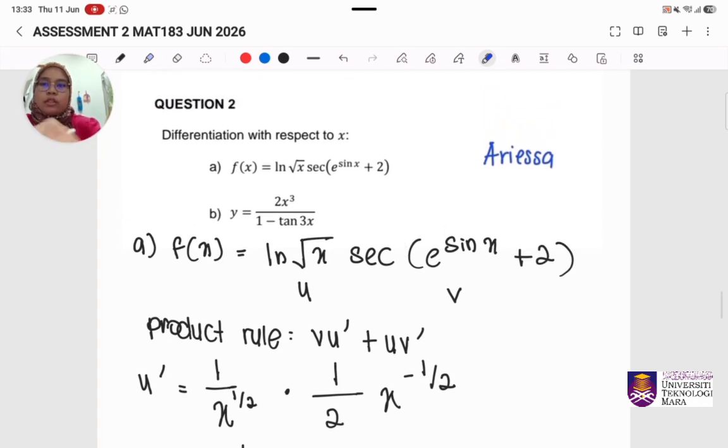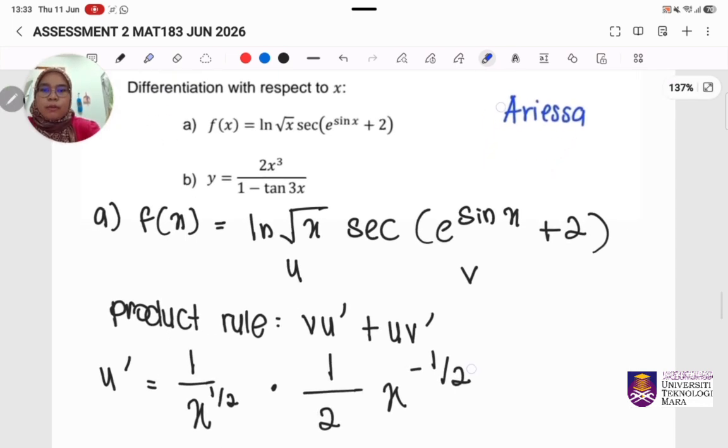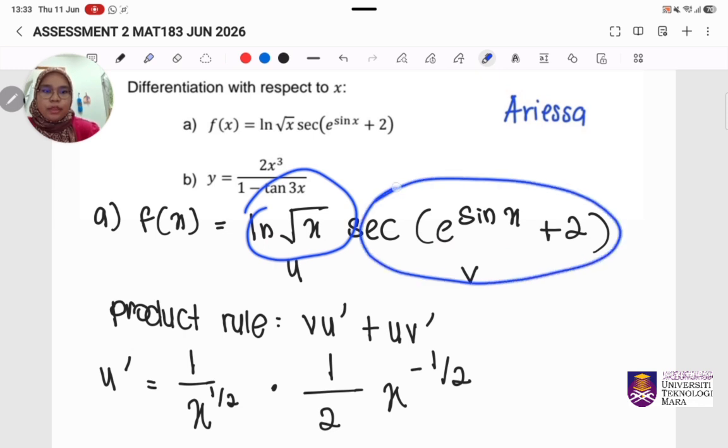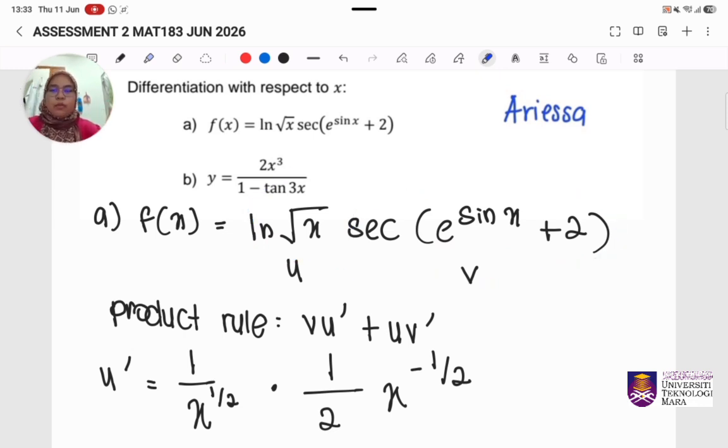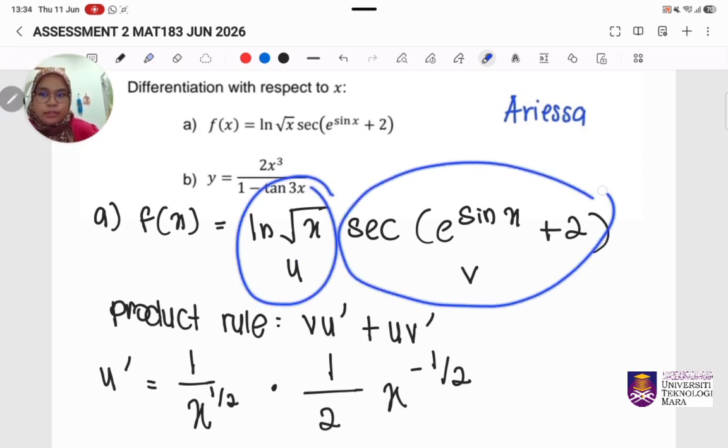As you can see, this is question 2, differentiation. The first question is about the product rule. How do I know it is the product rule? Because it has two variables, this and this one. So the first step is we have to figure out which one is U and V. In alphabetical order, you know U comes first, then V. So this is U and this is V.